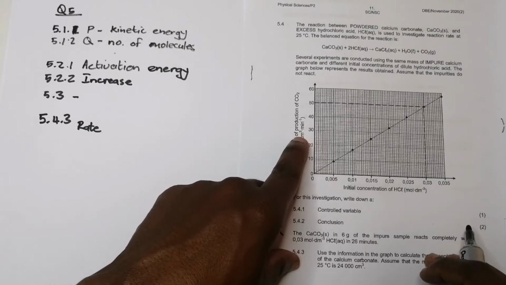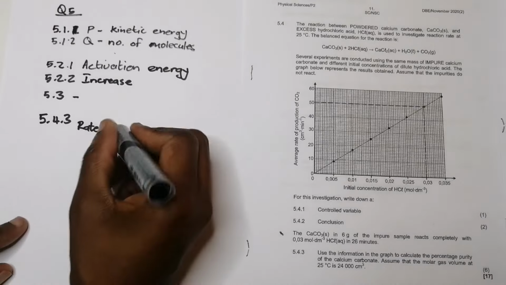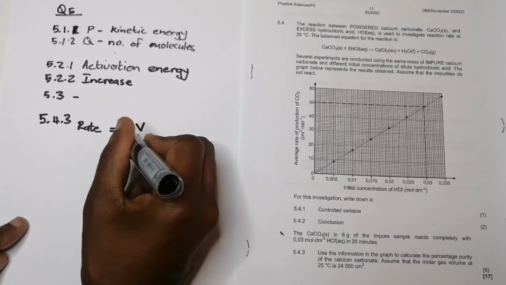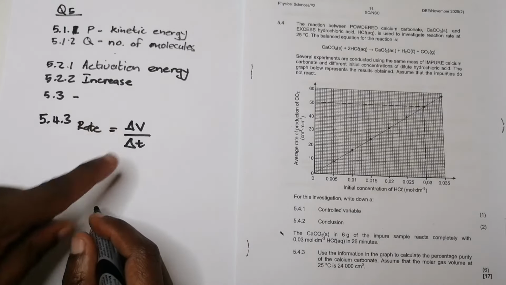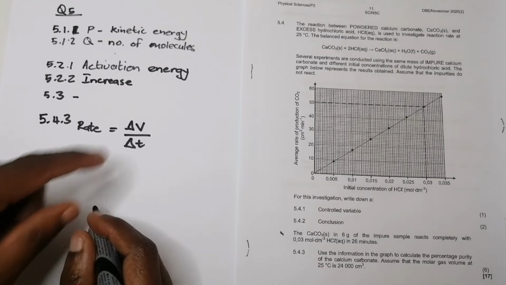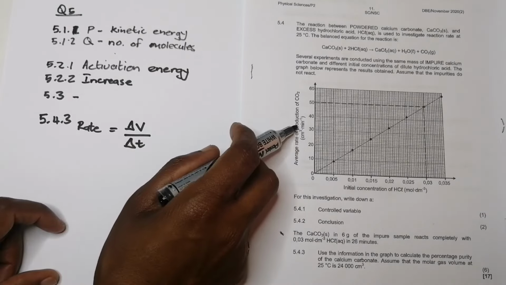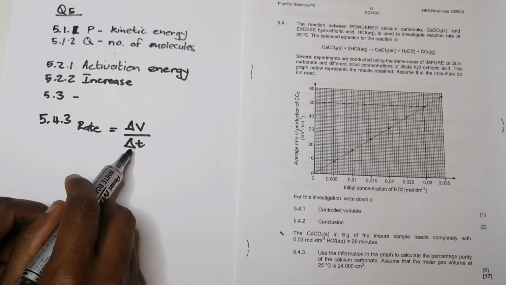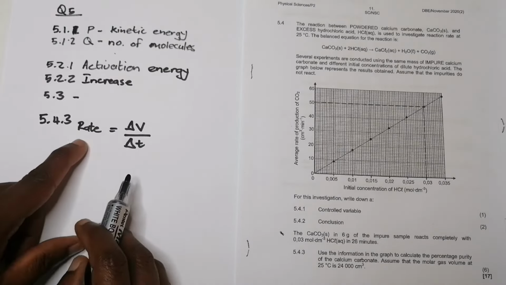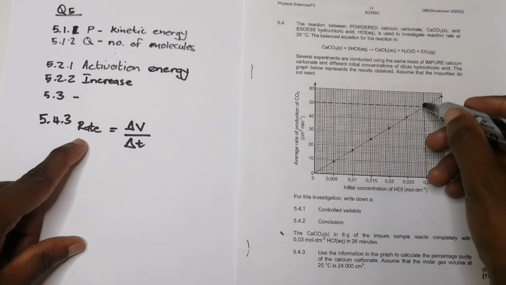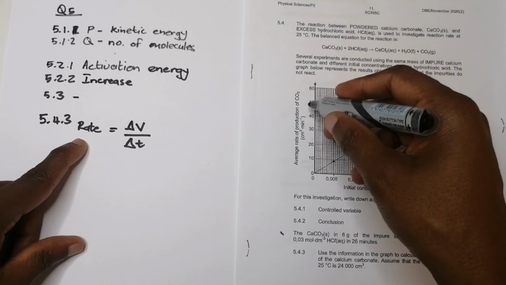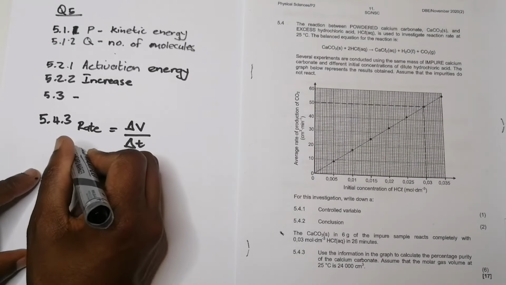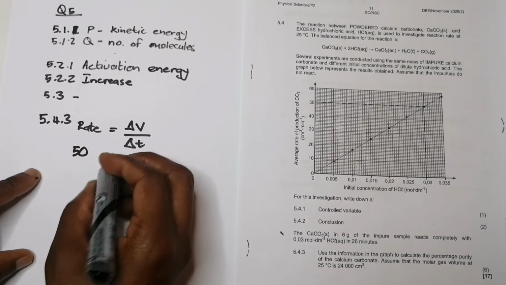Can you see that? The rate is made of volume, so it's going to be change in volume divided by change in time. I hope you can understand what I'm saying. Because the rate is given to me in cubic centimeters per minute, I know it's change in volume divided by change in time, and that time must be in minutes. When I use 0.03 moles per cubic decimeter, I will produce 50 cubic centimeters per minute, so that's my rate.